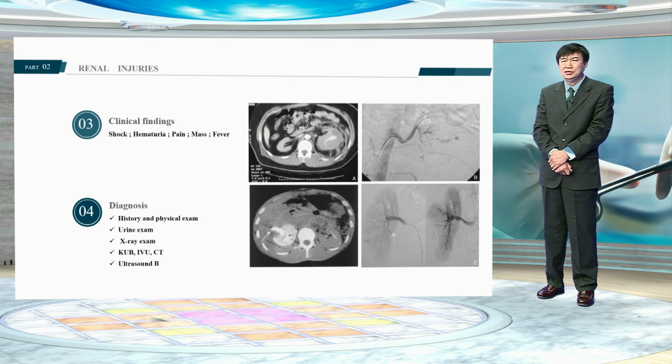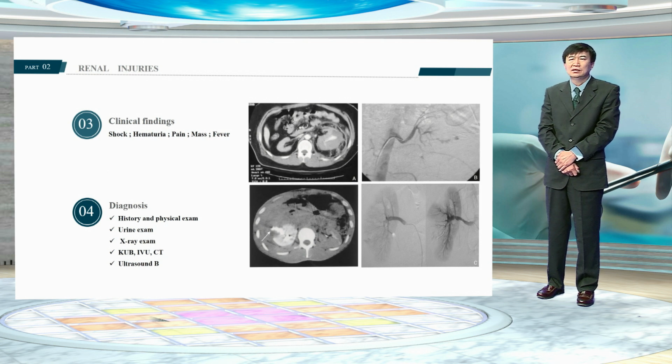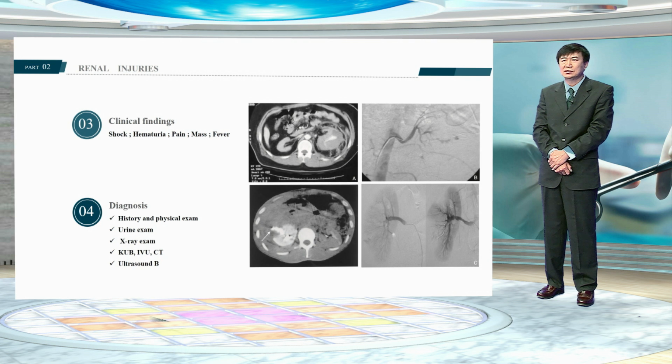The patient with renal injury might have shock, hematuria, pain, ecchymosis, abdominal and flank mass. When infection occurs, the patient may have fever. Shock implies persistent severe bleeding. The degree of hematuria and the severity of the renal injury do not consistently correlate. The diagnosis can be determined based on the history of injury, physical examination, laboratory test, and imaging examination.